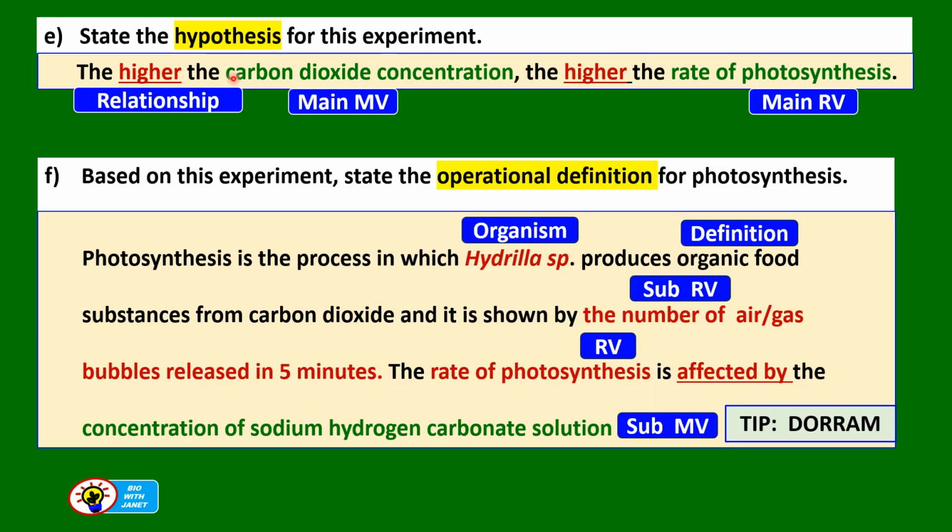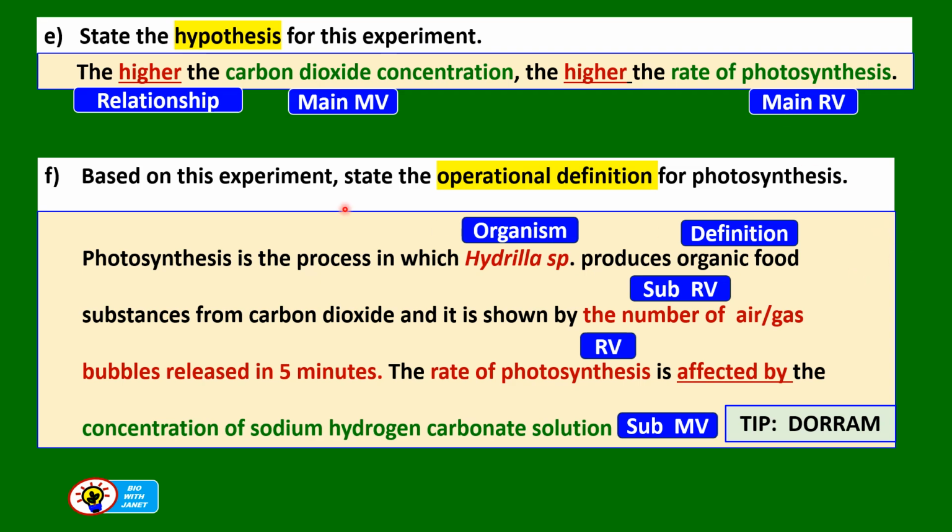So the hypothesis for this experiment, what is it? Hypothesis, as we said, contains the main MV, main RV, and relationship. We discussed that earlier. So the higher the carbon dioxide concentration, the higher the rate of photosynthesis. This was our hypothesis at the beginning. And here the relationship is higher, and our MV is the carbon dioxide concentration. Our main RV is the rate of photosynthesis.